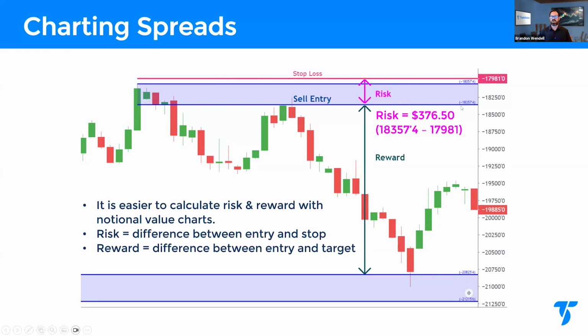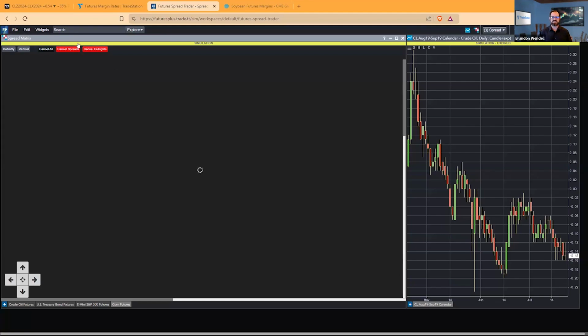Apostrophe 2 would be a quarter, and the apostrophe 6 would be 3/4. Now for this reward, same thing. I'm in negative numbers, so we take 20,825 and a half, 18,357 and a half, and I have a reward of $2,468. Much easier to deal with, isn't it? And like I said, you could do that with intra-market spreads as well.